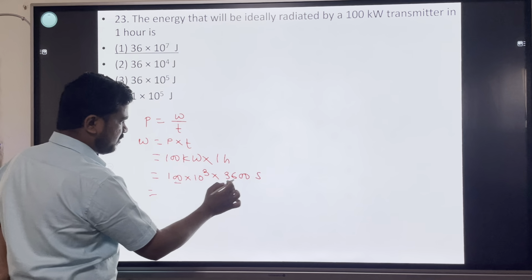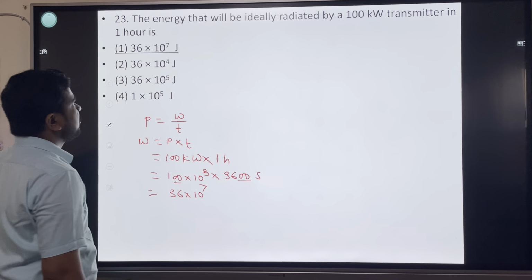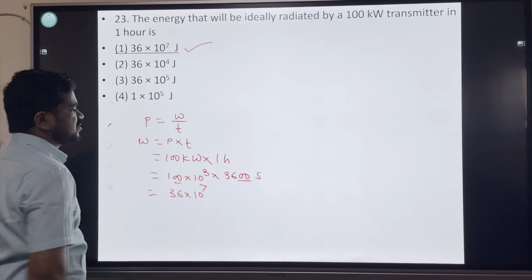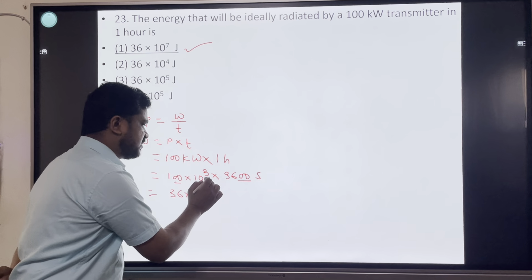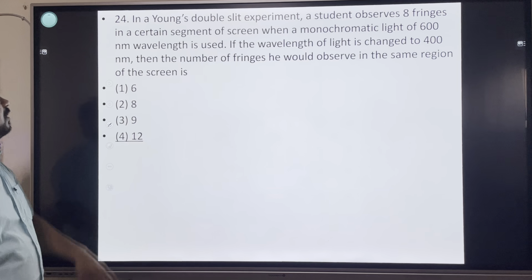कैलकुलेशन करो: 2 3 4 36 into 40 into 10 raised to 7, that is 36 into 10 raised to 7 joule. Watt second is joule. Watt second is equivalent to joule.